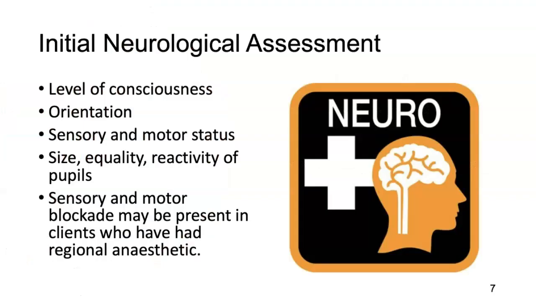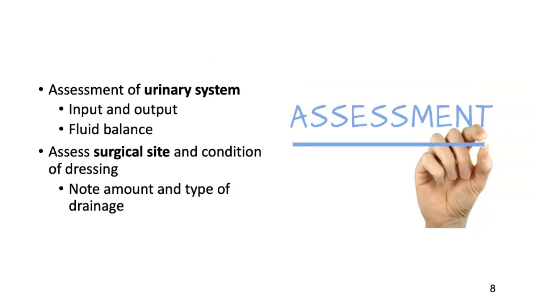The initial neurological assessment focuses on level of consciousness, orientation, sensory and motor status, and size, equality, and reactivity of the pupils. Sensory and motor blockade may be present in clients who've had regional anesthetic, so you may find that the sensory and motor status may be diminished. Then there is urinary assessment, looking at ins and outs and fluid balance, and assessing the surgical site and noting the amount and type of drainage.